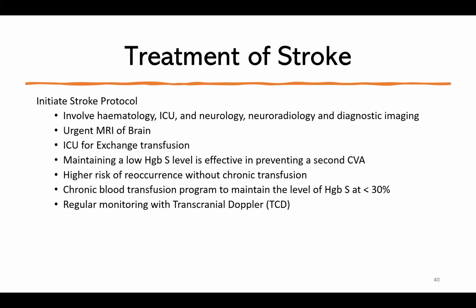The only way to prevent a secondary stroke from happening again is to keep that S level down. So these patients would be put on a chronic transfusion program to help keep that hemoglobin S at least less than 30%.